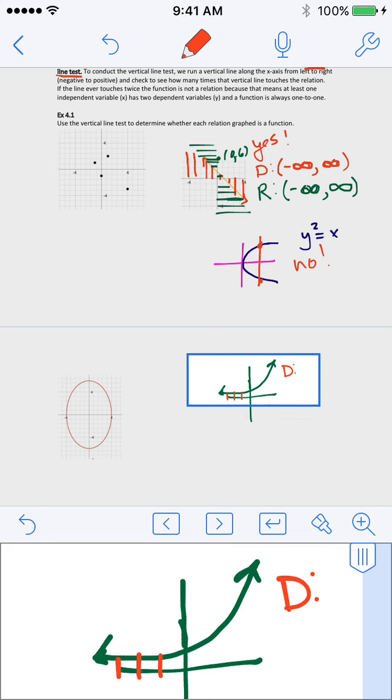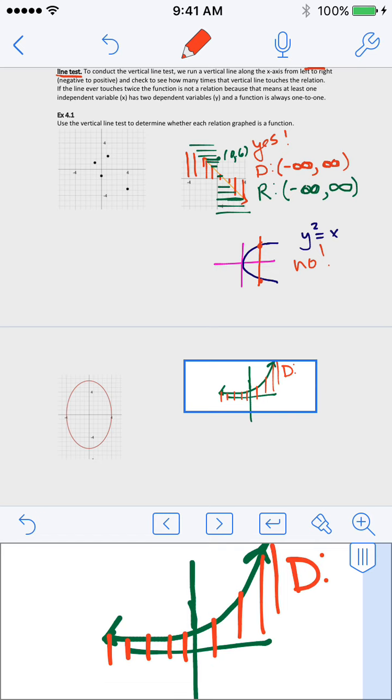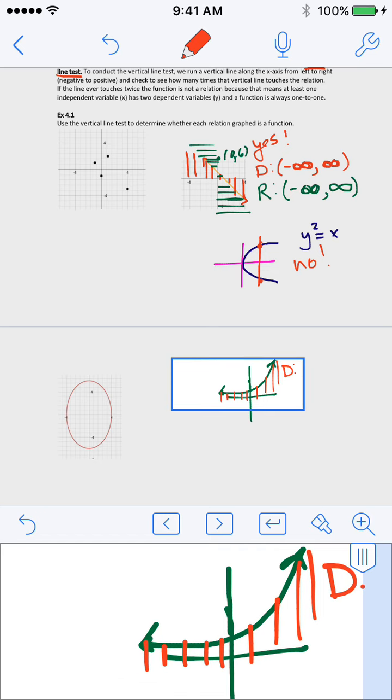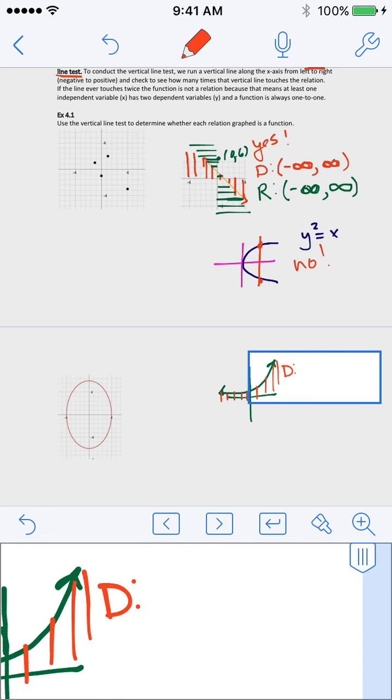Yeah, it's going to touch every single x, meaning that at some point I'm going to have x equals negative 5, x equals negative 7, x equals negative a million, x equals positive a million, right? Eventually it's going to touch every single x. I'm always going to have a point like that. So the domain is still going to be negative infinity to positive infinity.